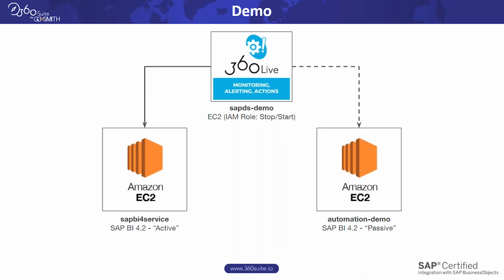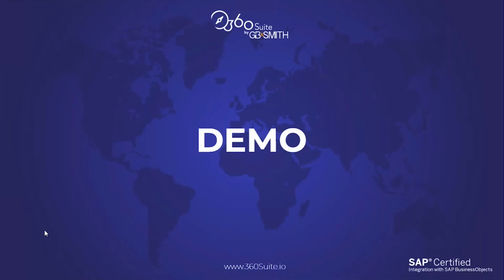Now, let's say this server gets really busy. There's a lot of users. Well, I want 360 Live to find out. I want to receive an email to let me know, but I want automatically, because I may not be at my desk or something like this, I want this second passive server to start, and I want to only pay when it's needed. And when it's no longer needed, when I have fewer users, I want this server to stop. And then I have only paid for the minutes or the hours that that server was running. All right, let's see how we do this.